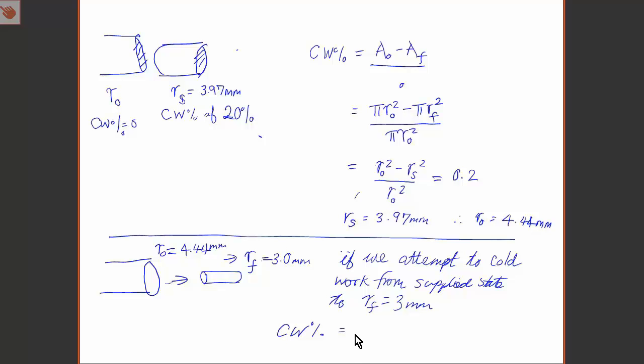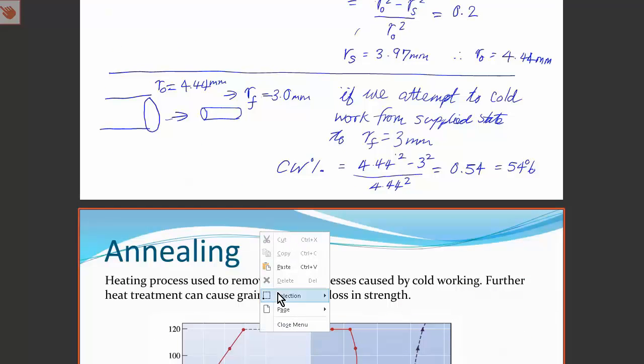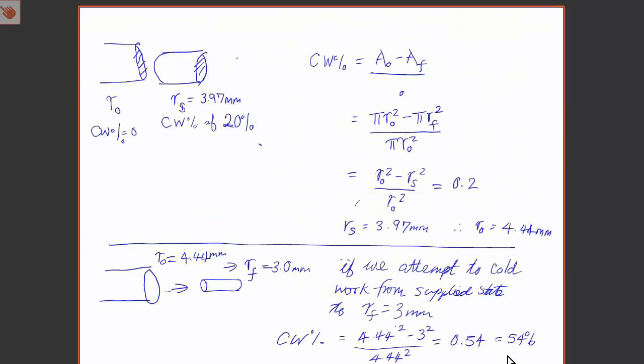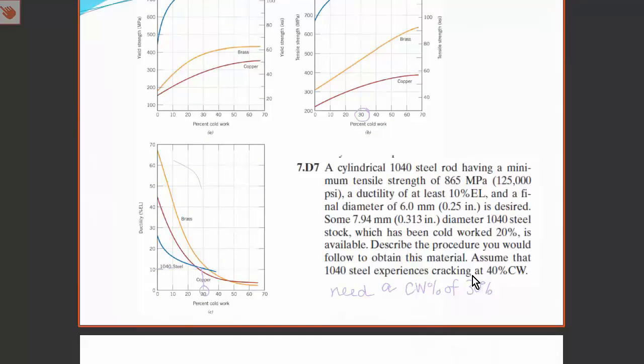So R naught, we know, is 4.44 squared minus 3 squared divided by 4.44 squared, which is equal to 0.54, which is 54%. So if we intended to squeeze the material down from its supplied state to 3 millimeters, the material would crack because we're cold working more than 40%. And the problem tells us that the material will crack at 40% cold work.